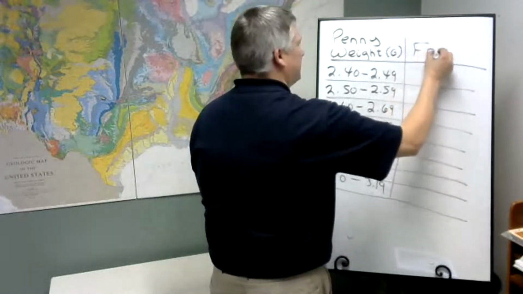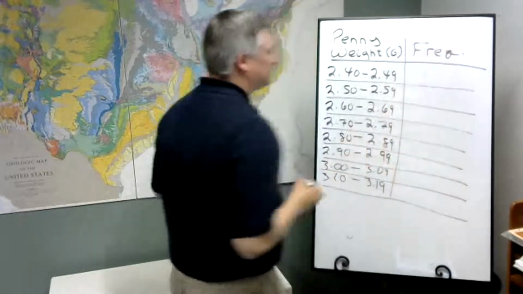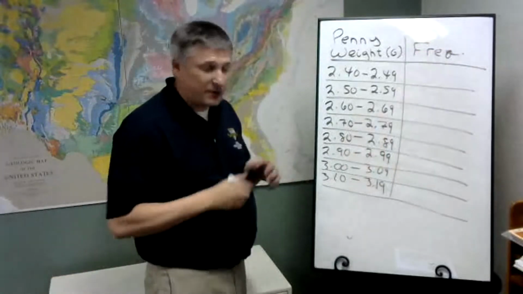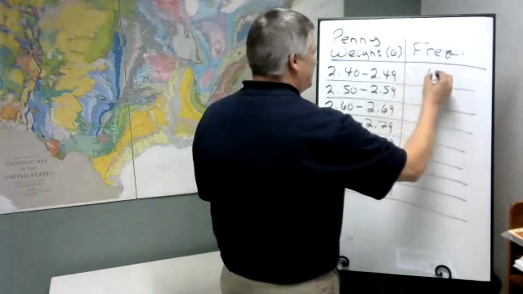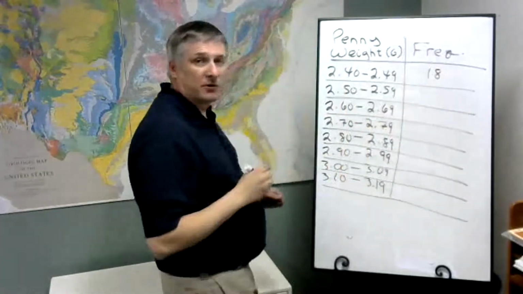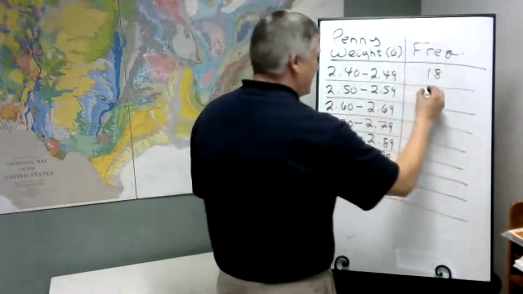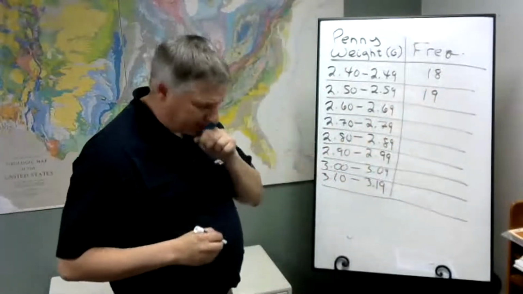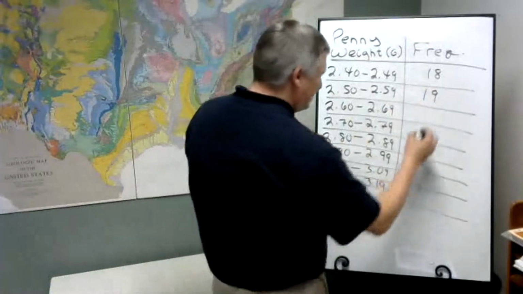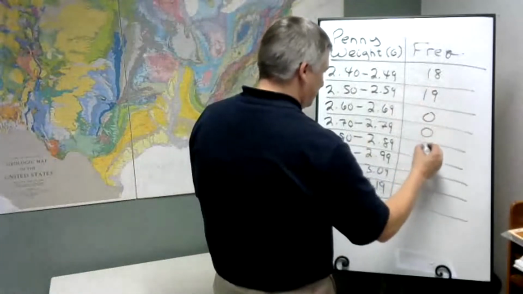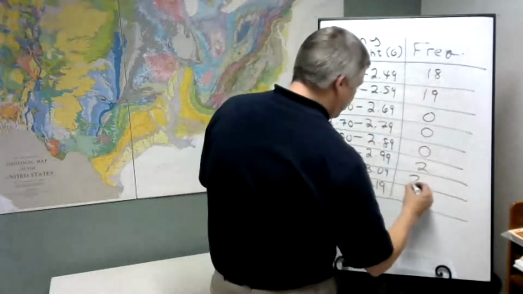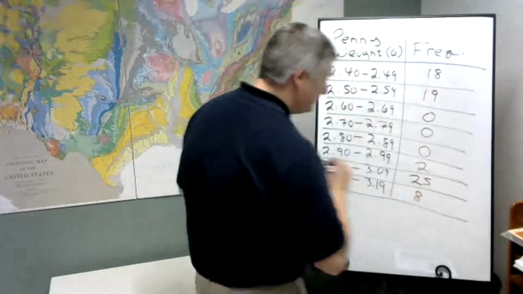And then I'll abbreviate frequency. So there we go. So what are our frequencies? Well, 18 were 2.40 to 2.49, 19, excuse me, 2.50 to 2.59, and then we have 0, 0, 0, and then 2, 25, and 8.